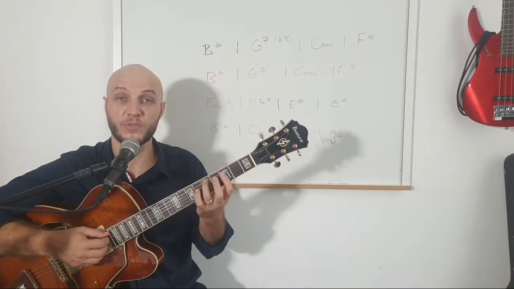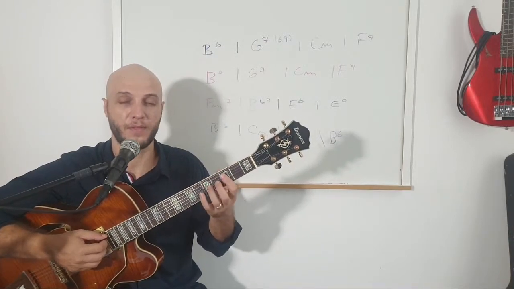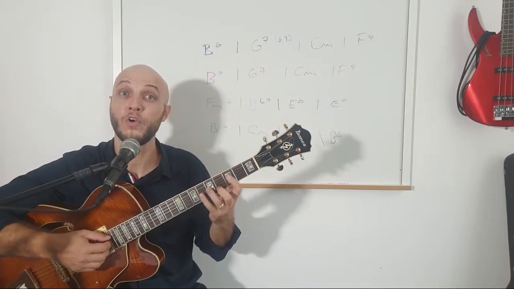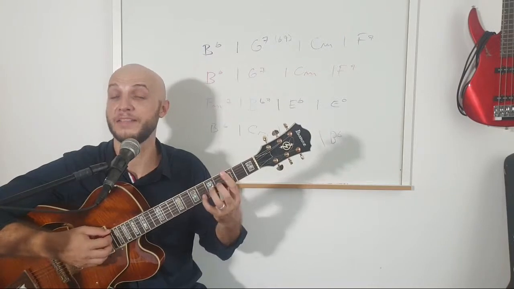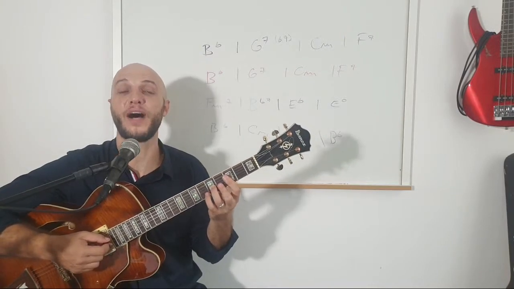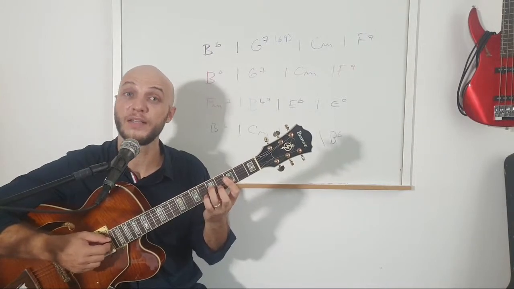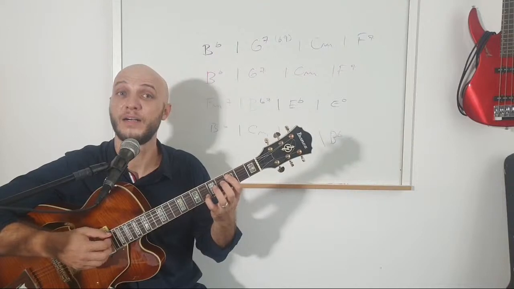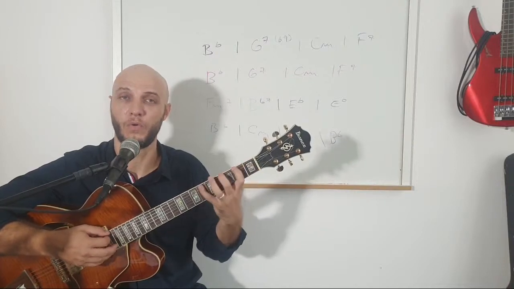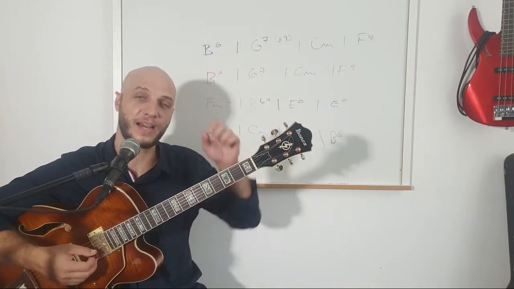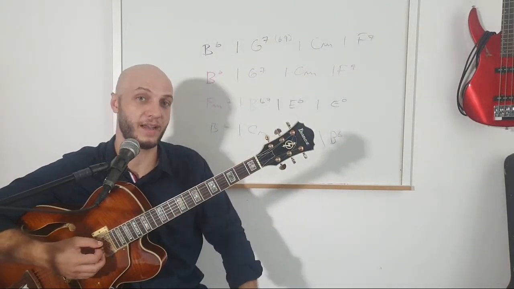Now I'm going to move to this region here, between the 3rd and 5th fret. So I got 1-6-2-5-1-6-2-5, and then 2-5-4. Here's 4 diminished. That's how you would make the lines, by exploring these chords as you see them.